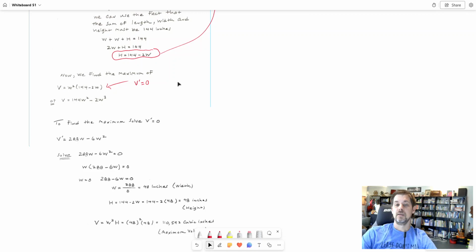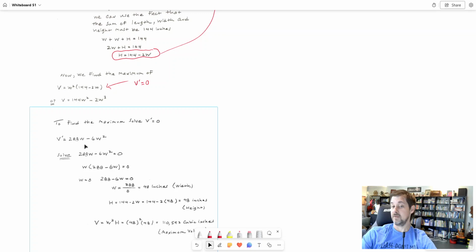Now, just looking ahead a little bit, if I'm going to find the derivative of this V, V prime, the rules would be a little easier to manage if I distributed the w squared in there. So I'm going to go ahead and do that. That's where this 144w squared minus 2w to the third power comes from. Now the rules of derivatives apply fairly easily to this. Like I said, to find the maximum, solve V prime is 0.